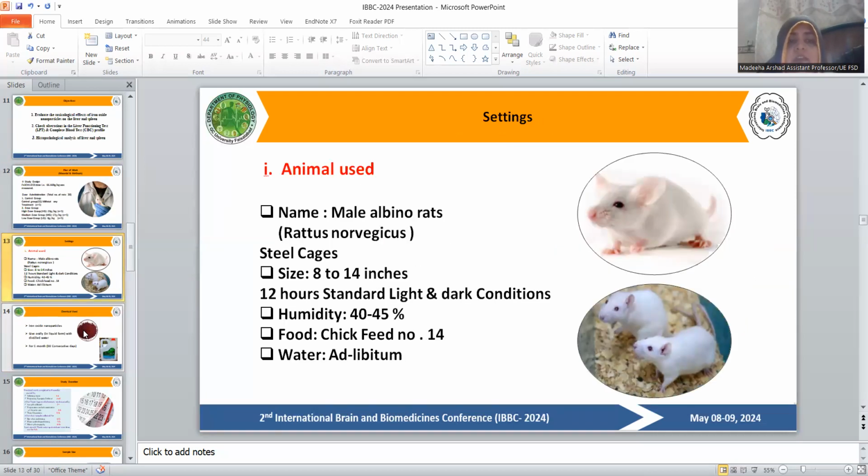The animals used in this experiment were male albino rats, Rattus norvegicus, which were placed in steel cages of size 8 by 14 inches, and they were given 12-hour standard light and dark conditions. Humidity was maintained at 40 to 45 percent. Food was provided as chick feed number 14, and water was ad libitum.